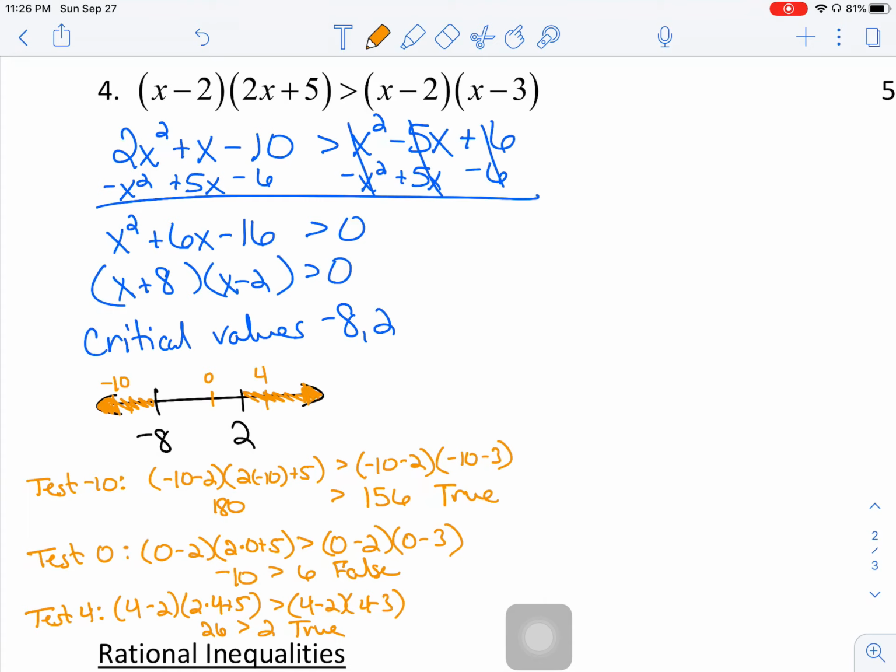Last thing to check for, bracket or parentheses here. This was strictly greater than, so I'm going to use strictly parentheses on my critical values. So the interval starts at negative infinity, goes to negative 8. One quick note, please make sure that your infinities and your 8s don't look the same. Some people have a hard time drawing infinities.